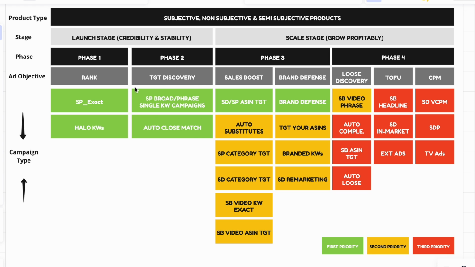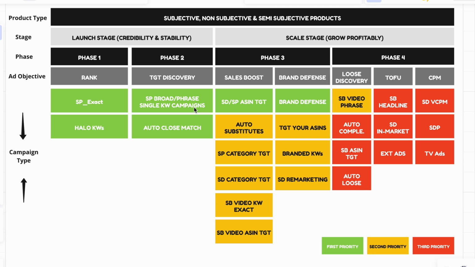And likewise, you may also switch on broad match campaigns or phrase match campaigns. Between broad and phrase, you can switch on any one of the match types. I would generally go with broad match because it also covers your phrase targets. So you can go with broad match.